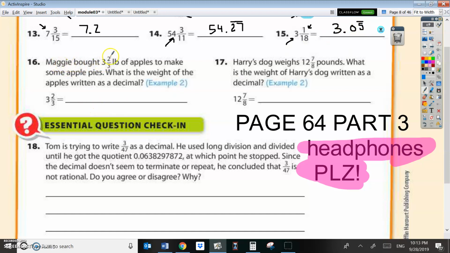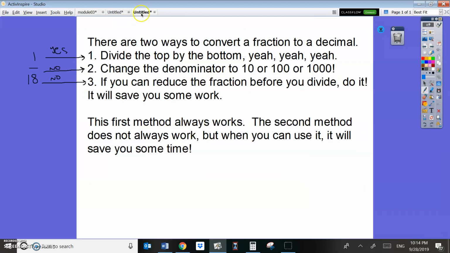Maggie bought 3 2/3 apples to make some apple pies. What is the weight of the apples written as a decimal? So you have a whole number, so just put that in. And now we need to figure out 2/3. Yes, you can divide it. Can you change the denominator to 10 or 100? No. Can you simplify it to save some work? No. 2/3, just divide it.